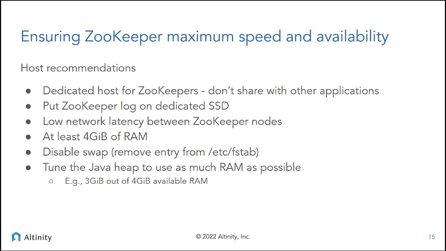You want 4 gigs of RAM, and you definitely want to disable swap. If you have a Zookeeper instance and it starts to swap, in other words, it starts to have to read memory from storage, you're dead, particularly in a production Zookeeper, because it will become very slow. And finally, it's written in Java, so you're going to need to tune the Java heap. For example, if you have 4 gigs of RAM, we recommend setting it to 3. The Java heap is just the heap memory used by the Java process, and that's where it stores an in-memory copy of the database.